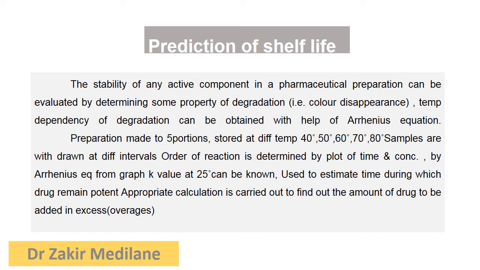Samples are withdrawn at different intervals. The order of reaction is determined by a plot of time and concentration. By the Arrhenius equation, from the graph the k value at 25 degrees can be known, and used to estimate the time during which the drug remains potent. Appropriate calculation is carried out to find the amount of drug to be added in excess, or overage. By predicting the shelf life of a drug, one can determine the temperature the drug can withstand, and also how much dose is required for the formulation.